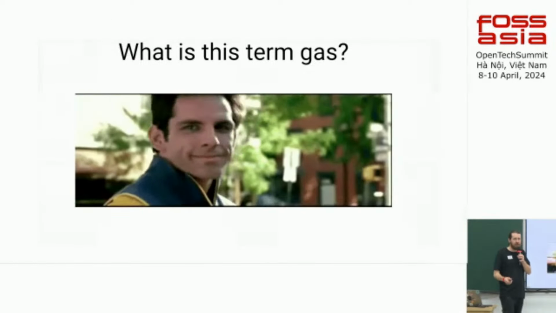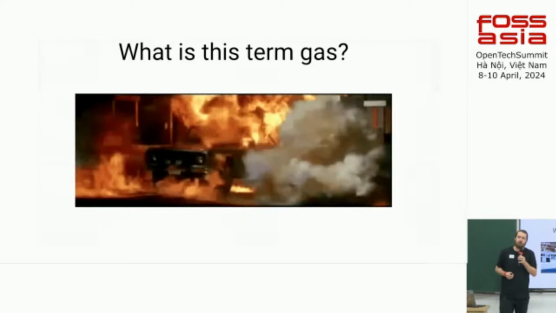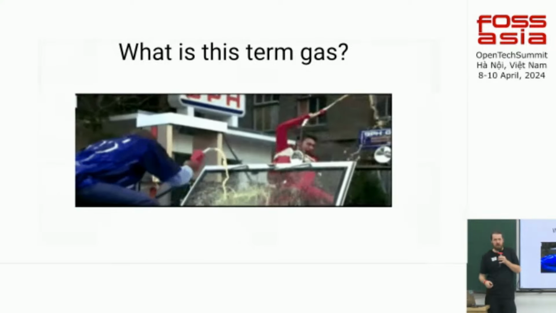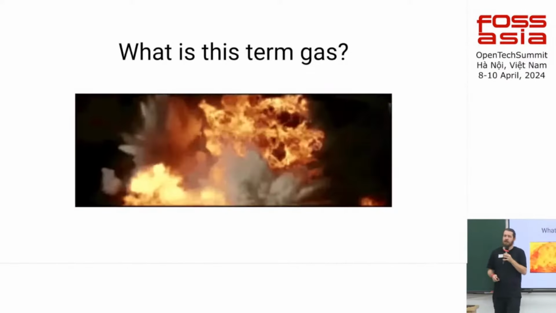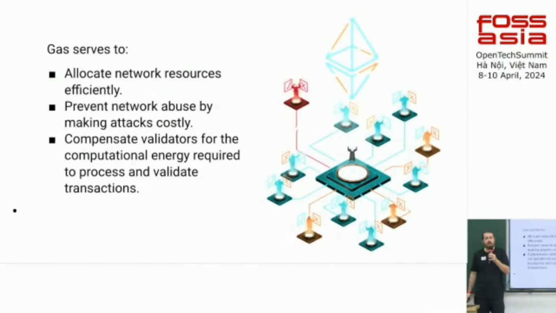So what is this term gas? I briefly touched on it before. In order to make the network secure, to make sure that no one does a denial of service attack against the network, and to appropriately pay for network resources, there's this implementation called gas. Because there are so many nodes on the Ethereum network, all running this smart contract code, and all verifying and validating blocks as they happen, there's a lot of validation going on, and so you need to compensate those validators for the energy they spend validating those transactions.